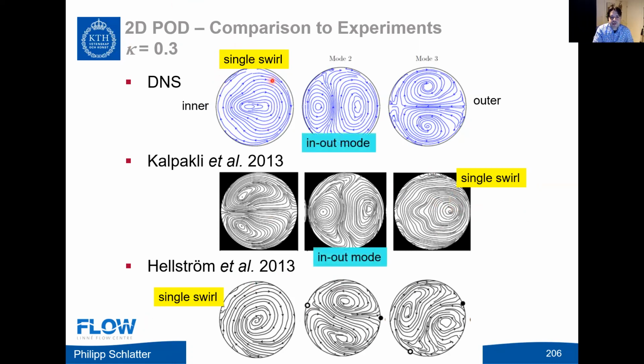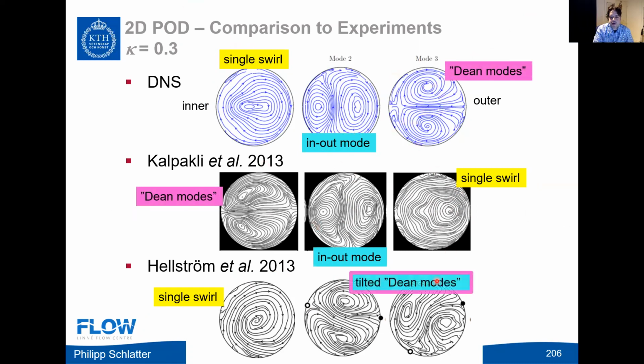So, for instance, we have the single swirl mode. We have something that we call an in-out mode, and then we have something that's kind of an enhanced Dean mode, which you could identify. In this experiment, it was kind of mixed. It was not properly separated, probably due to some experimental issues. So that means it seems that our simulation and the experiments essentially extract similar types of structure.